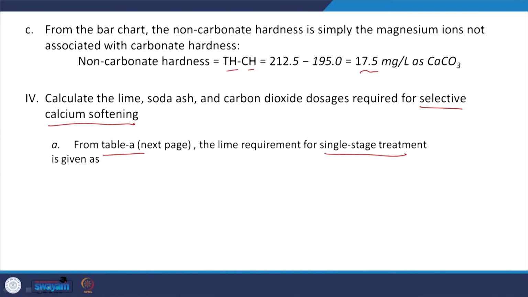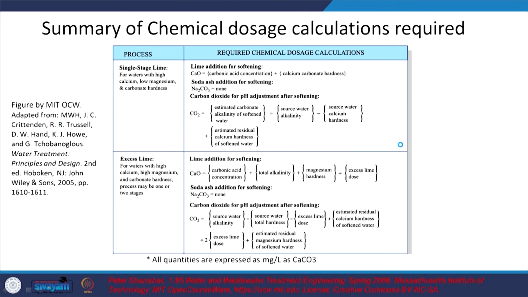But for now, keep in mind that when we are talking about single stage lime, what is it that we are adding? We are adding enough such that obviously the H2CO3 is removed, and then the calcium associated with the carbonate hardness, let's say. So we are just adding that. For just removing calcium, do I need to add Na2CO3? No. Why is this?